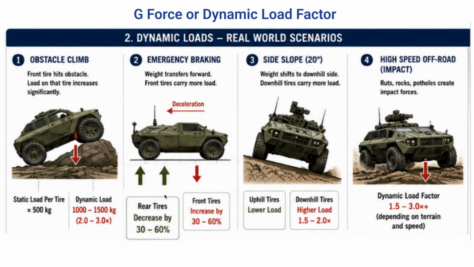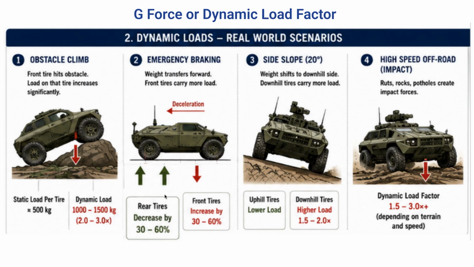During emergency braking, the vehicle's weight transfers forward because of rapid deceleration. The front tyres carry a higher load while the load on the rear tyres decreases. Depending on the vehicle geometry and braking force, the front tyre load may rise significantly. On a side slope, weight shifts toward the downhill side. This means the downhill tyres carry more load while the uphill tyres become lighter. On steep slopes, the downhill tyre load may reach 1.5 to 2 times its normal value.